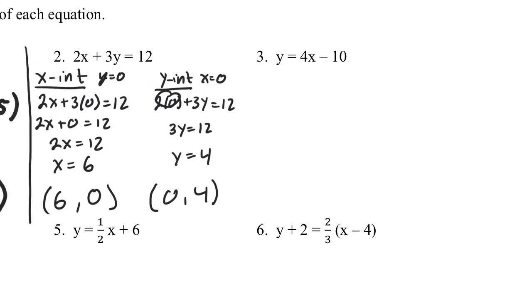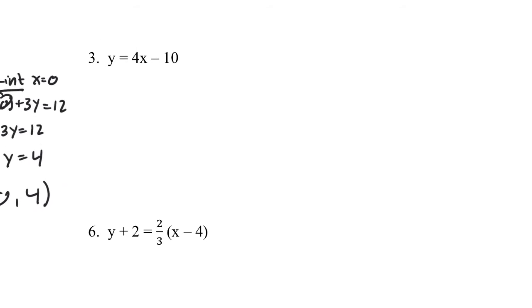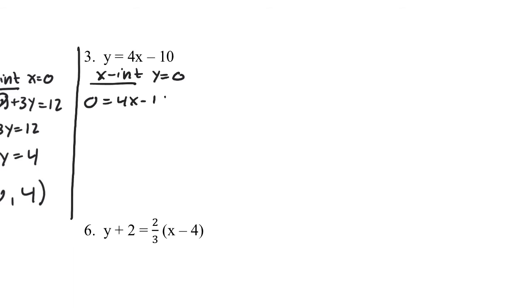So that was number 2 there, which was in standard form. Number 3, this is in slope-intercept form. Again, the process is going to be the same, but we will be able to take a shortcut the more familiar we get with this. So let's find our x-intercept first. That means y is going to equal 0. So we're going to have 0 equals 4x minus 10.